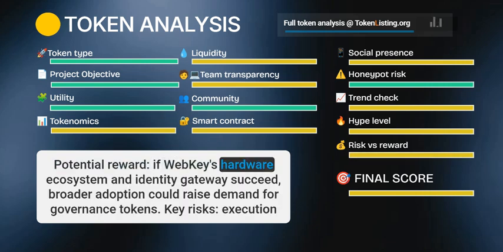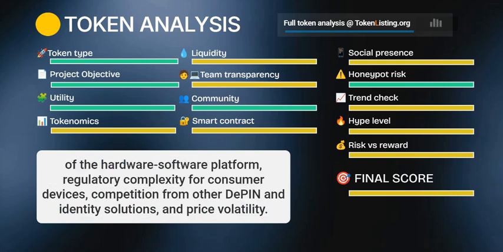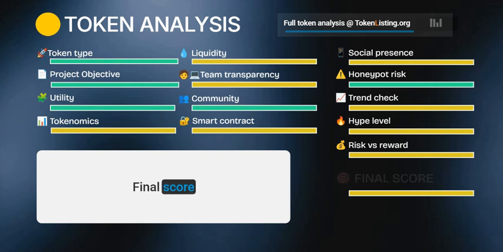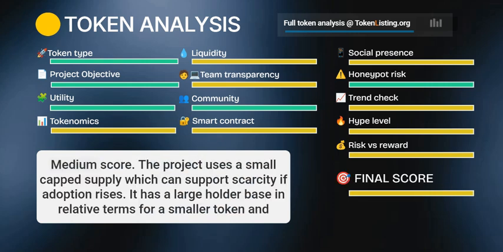Risk versus reward. Potential reward: if WEBKEY's hardware ecosystem and identity gateway succeed, broader adoption could raise demand for governance tokens. Key risks: execution of the hardware-software platform, regulatory complexity for consumer devices, competition from other DePIN and identity solutions, and price volatility. Final score.